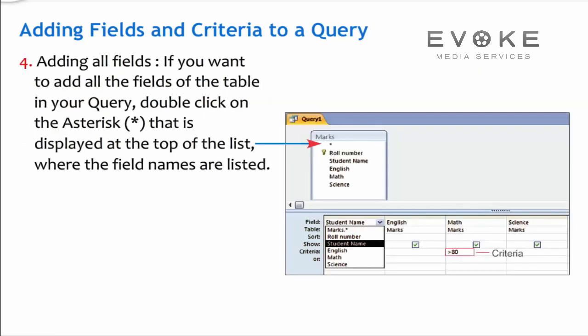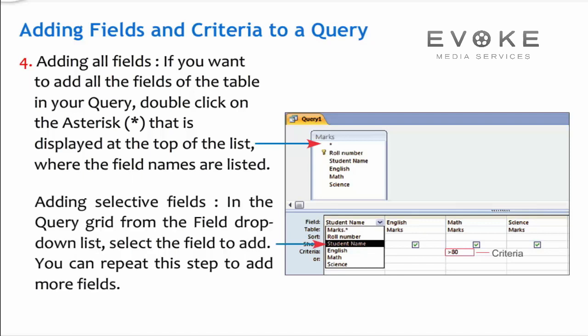Adding all fields. If you want to add all the fields of the table in your query, double-click on the asterisk that is displayed at the top of the list where the field names are listed. Adding selective fields. In the query grid from the field drop-down list, select the field to add. You can repeat this step to add more fields.